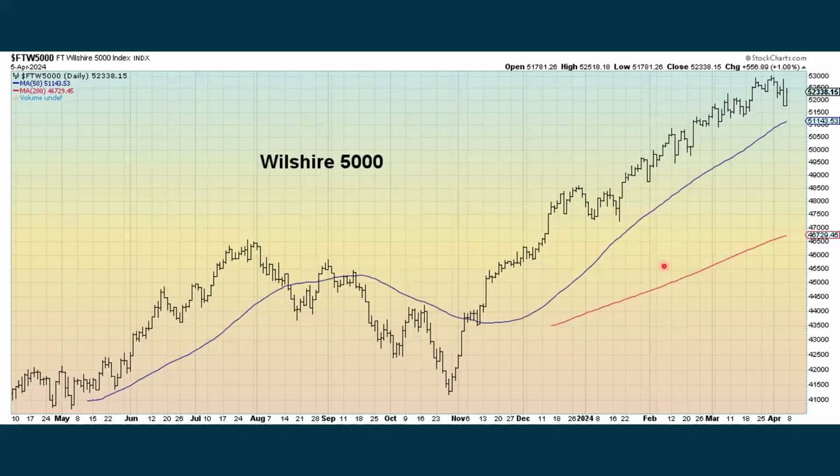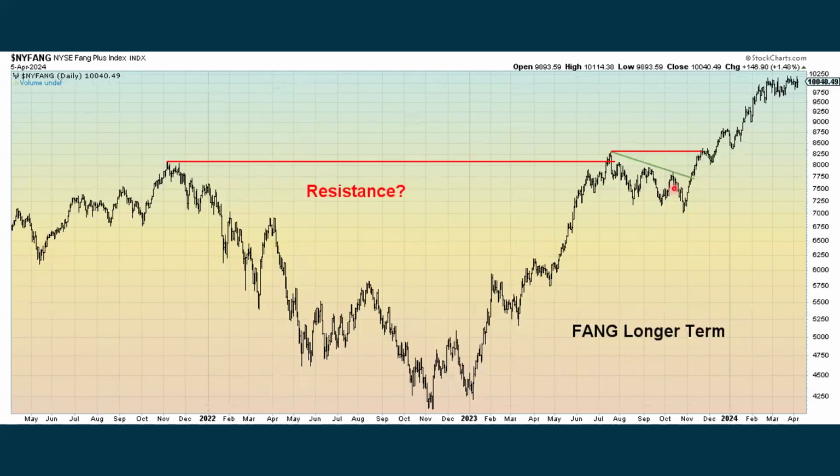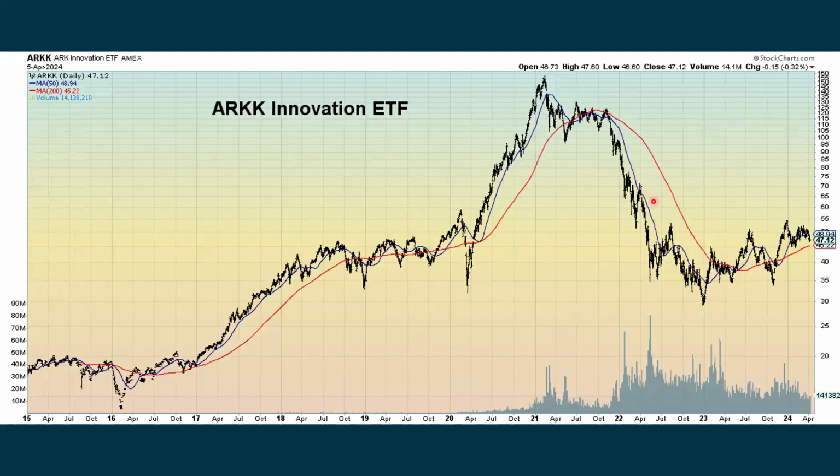We look at the Wilshire 5000, which is another broad market measure, showing how stocks have been pulling back a little bit lately, but are still in a longer-term uptrend. The FANG index has been going sideways lately, but still in an uptrend. And then we want to keep an eye on this. If we start to see some weakness, these are other areas of possible support. ARC is in an uptrend, but not really participating with the rest of the market right now.